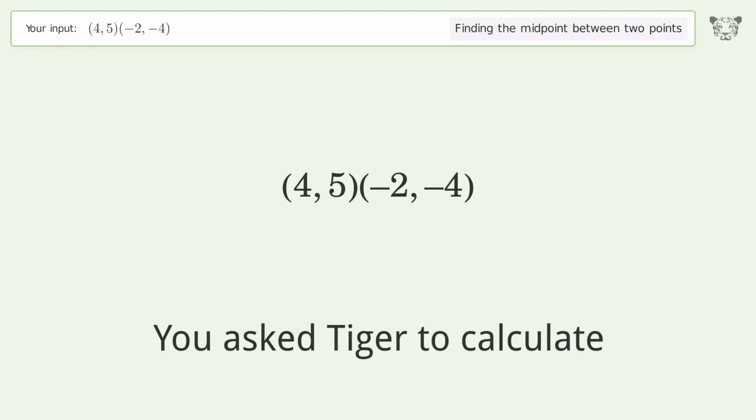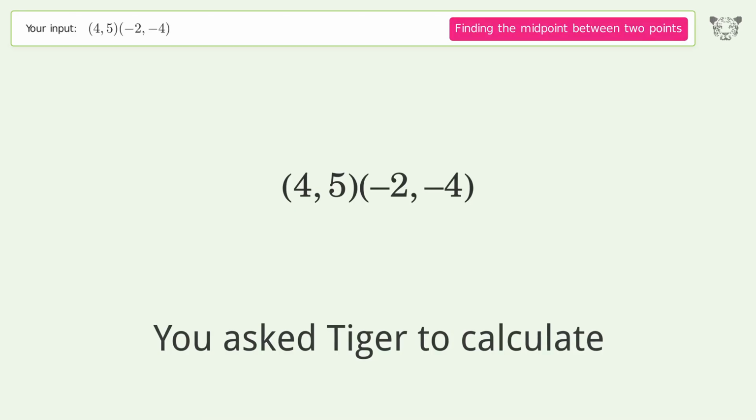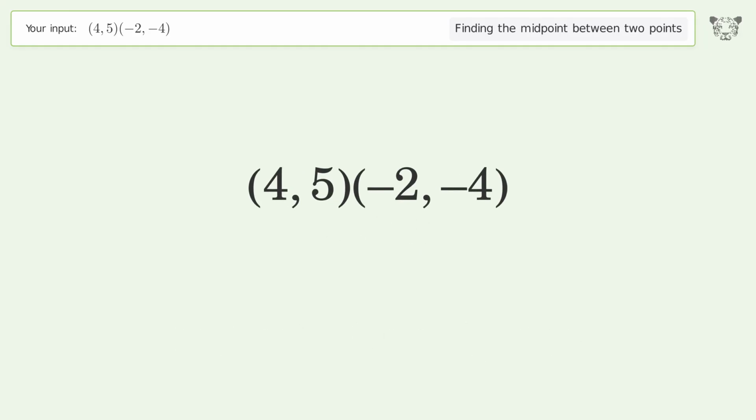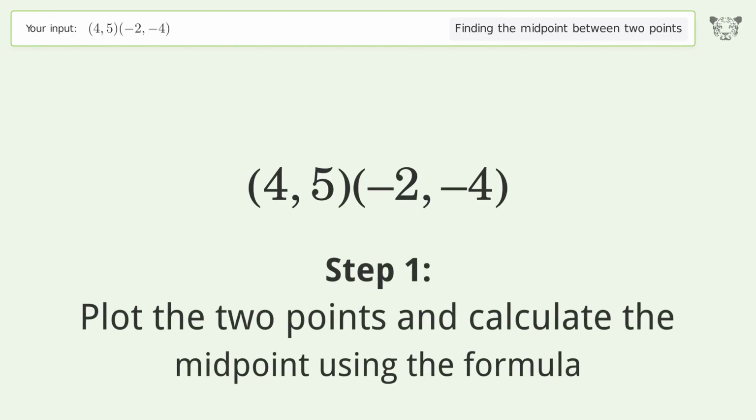You ask Tiger to calculate. This deals with finding the midpoint between 2 points. The midpoint between the 2 points is 1, 0.5. Let's solve it step by step. Plot the 2 points and calculate the midpoint using the formula.